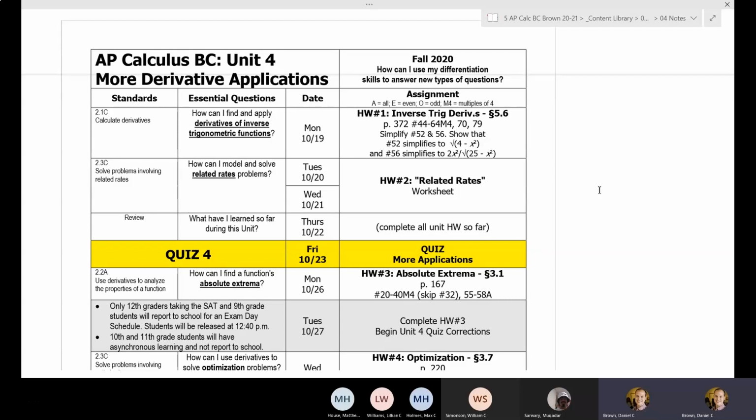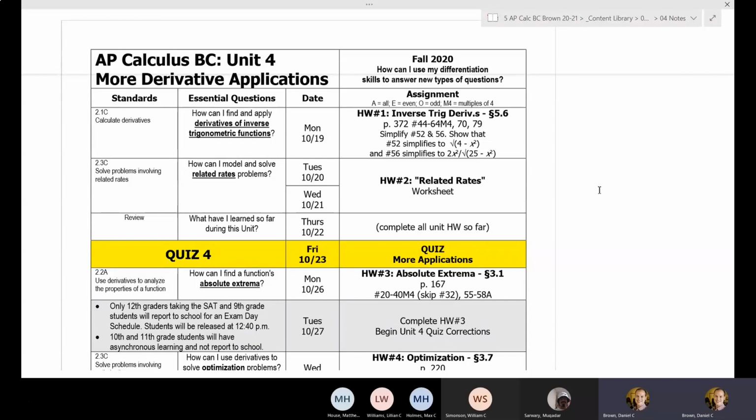This unit is Unit 4. This is the calendar for it, so we're doing more derivative applications. We're going to start off the unit just learning our last set of derivative rules that we need to learn. Remember, there are no formula sheets on the AP exam, so all these rules, of course, have to be memorized. Tuesday and Wednesday, we're going to be looking at related rates, which is our first type of calculus word problem that we have to be able to do.